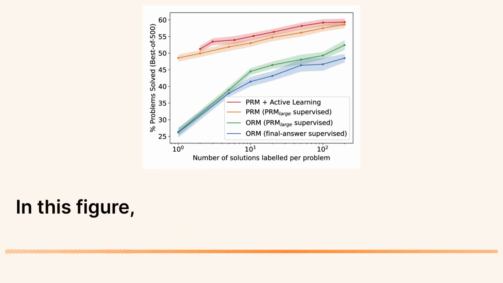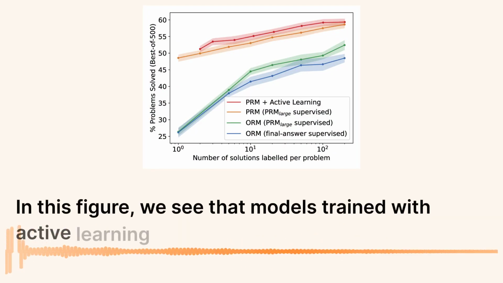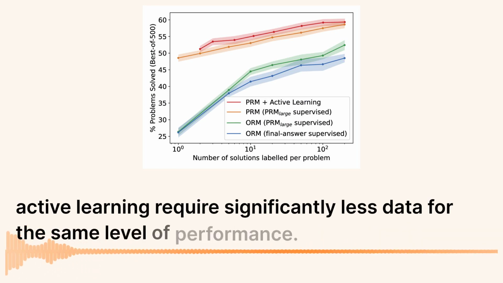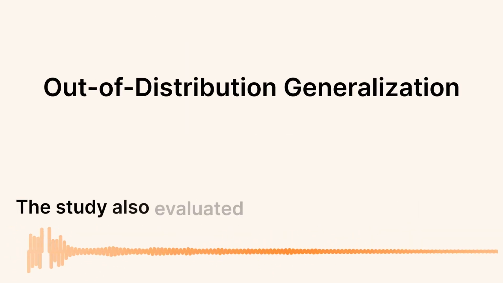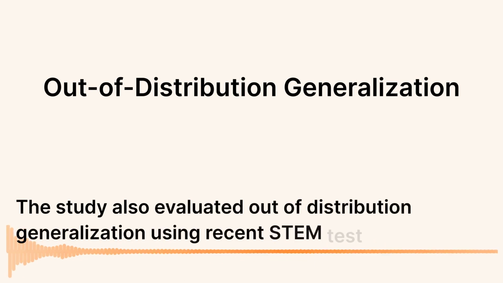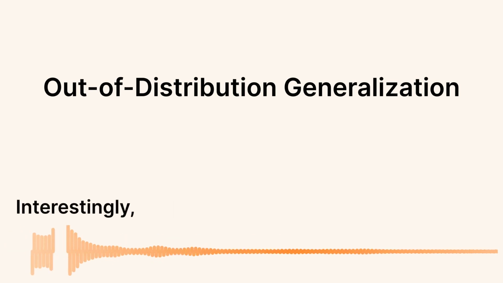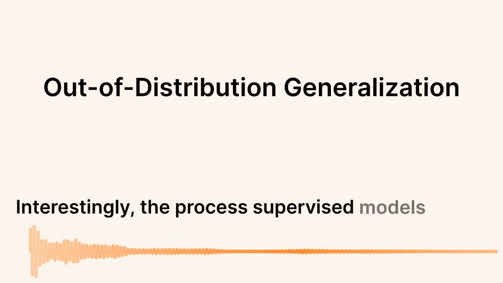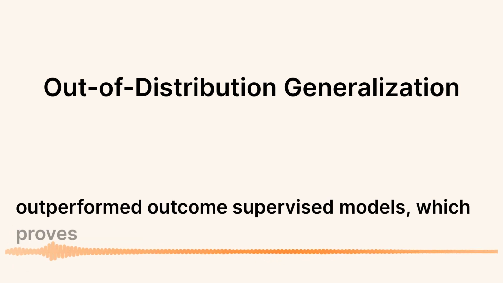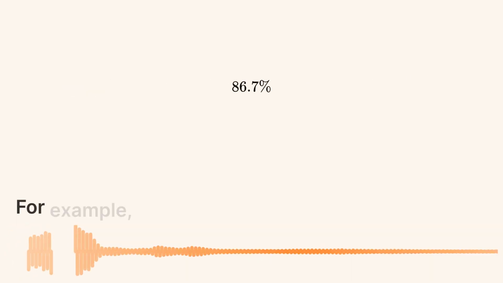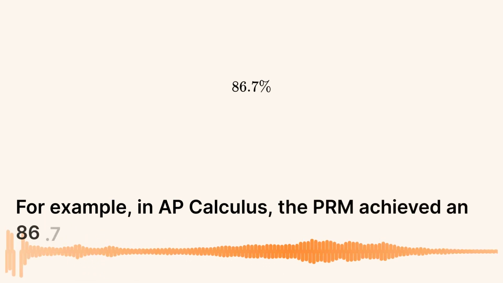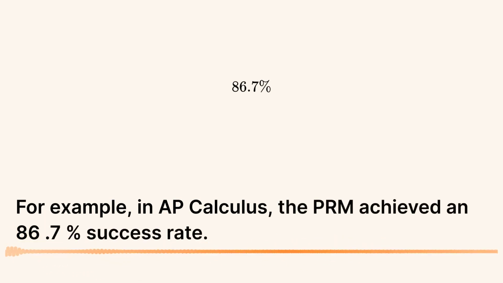In this figure, we see that models trained with active learning require significantly less data for the same level of performance. The study also evaluated out-of-distribution generalization using recent STEM test problems. Interestingly, the process-supervised models still outperformed outcome-supervised models, which proves their robustness. For example, in AP Calculus, the PRM achieved an 86.7% success rate.